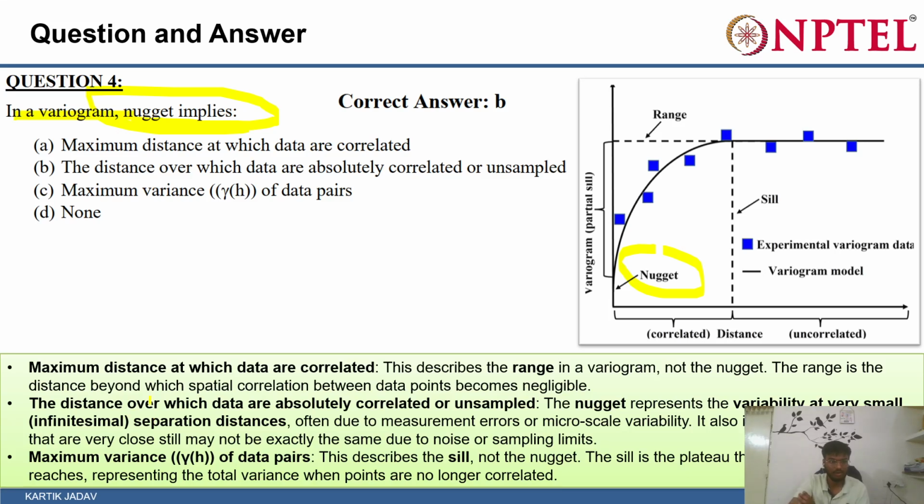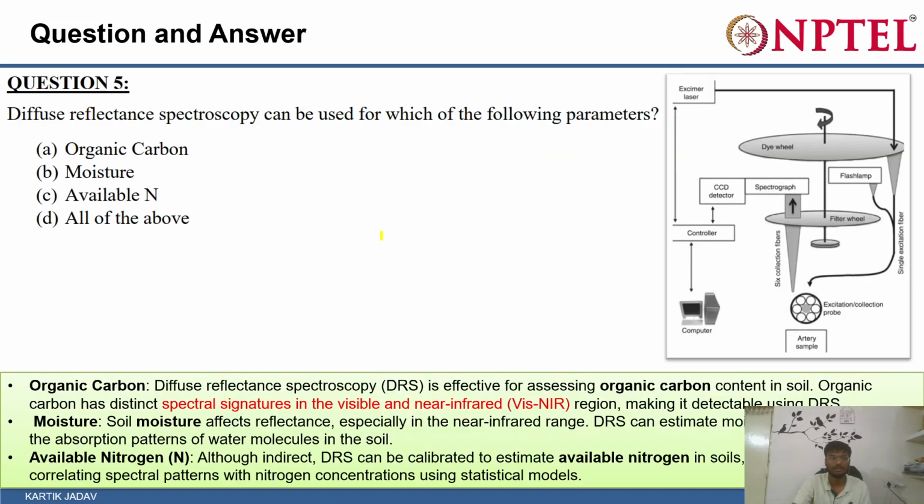The distance over which data are absolutely correlated or unsampled. So the nugget represents the variability at very small separation distance, often due to measurement errors or micro-scale variability, and it indicates that data points that are very close may still not be exactly the same due to noise or sampling limits.